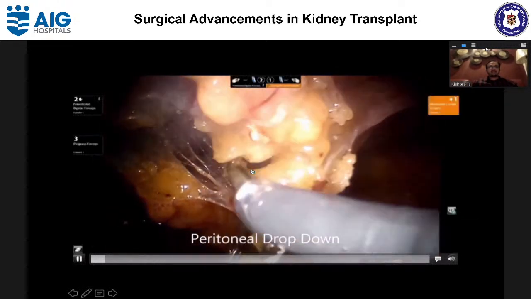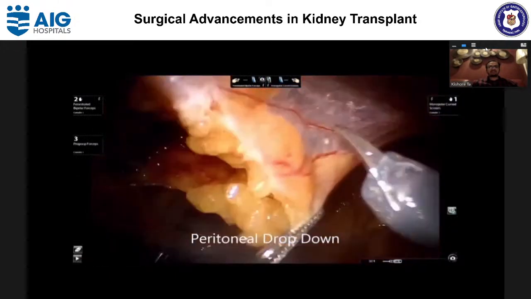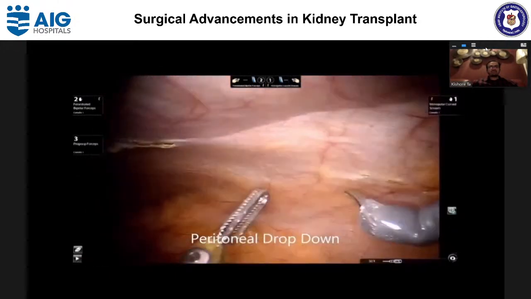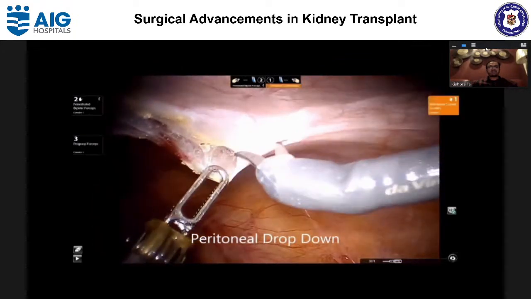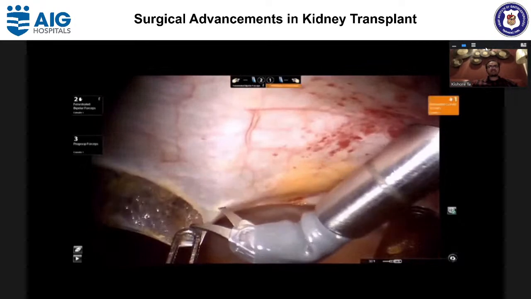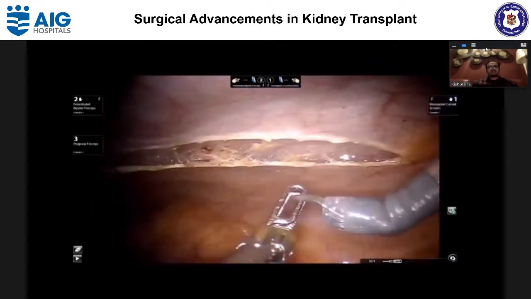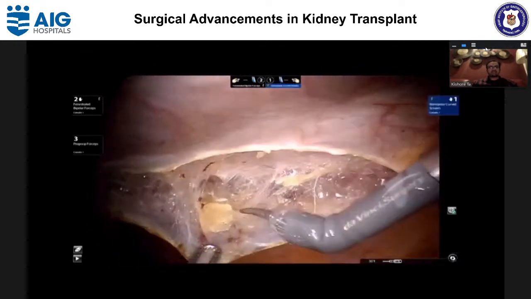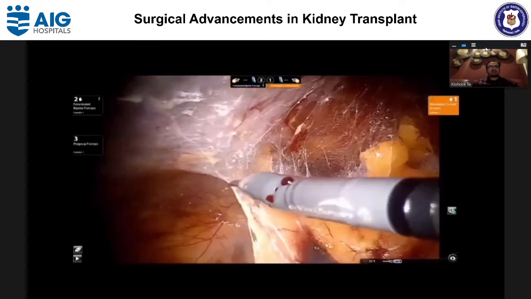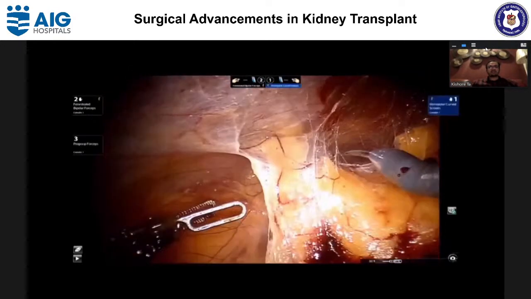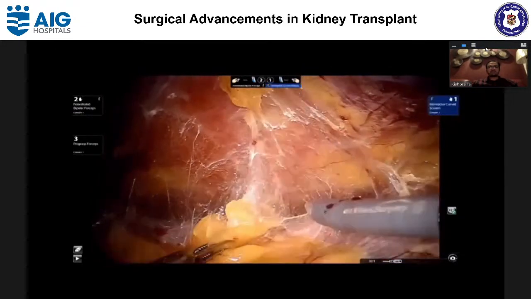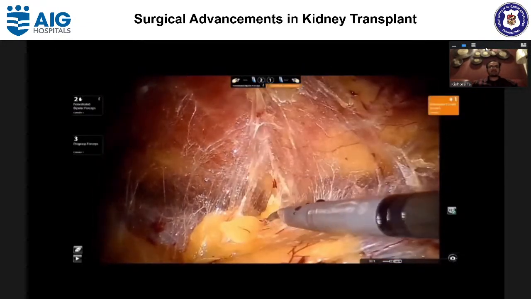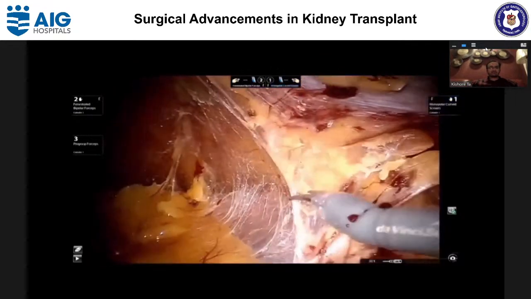And then this is the cardinal difference. I raise a flap, just like we do for the radical prostate, but I extend that flap all the way towards the right side, where the graft is going to be kept. So this flap will be raised until we reach the posterior abdominal wall. Until this point, we use a 30 up camera, and from here we switch the camera down to 30 down.